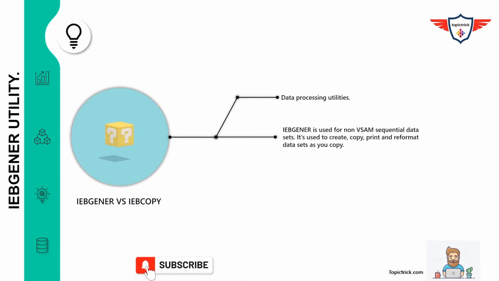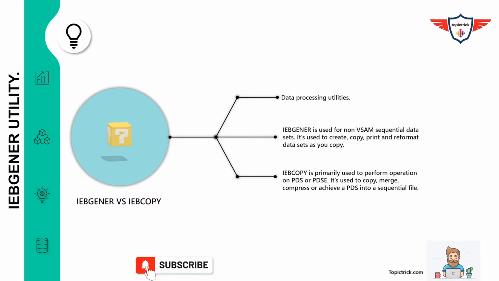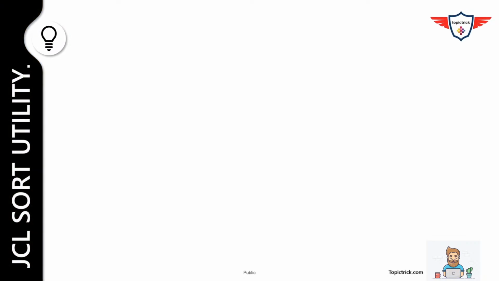IEBGENER utility is used for non-VSAM sequential datasets. It is used to copy, create, print, or reformat a dataset as you copy. On the other hand, you have IEBCOPY, which is primarily used to perform operations on a partitioned dataset, PDS or PDSE. It is used to copy, merge, compress, or archive a PDS into a sequential file.